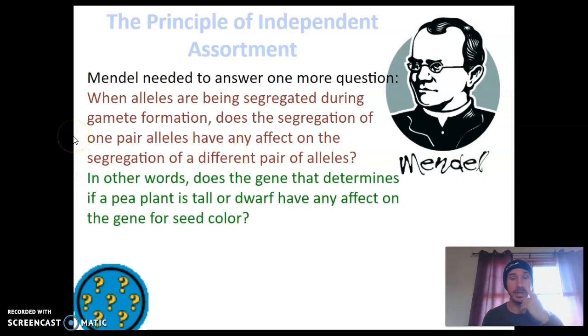So in other words, does the gene that determines if a pea plant is tall or dwarf have any effect on seed color, right? So he's going to now compare two traits, and he's going to see if being tall or dwarf makes that plant more likely to be this or that color. And that's going to tell him if there's any effect on allele segregation during gamete formation.